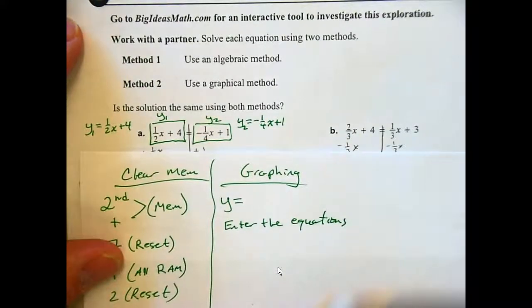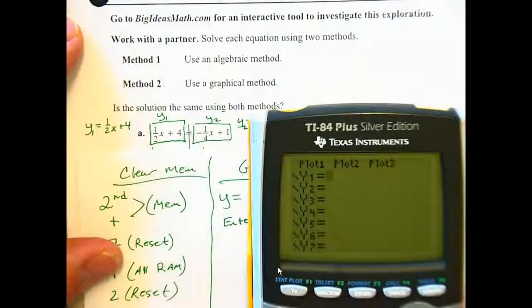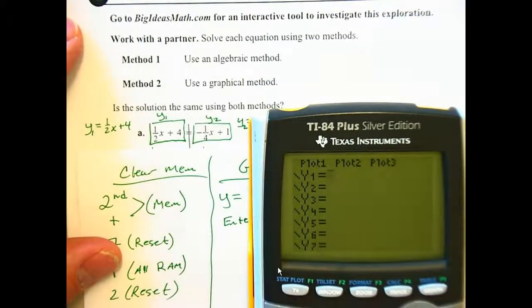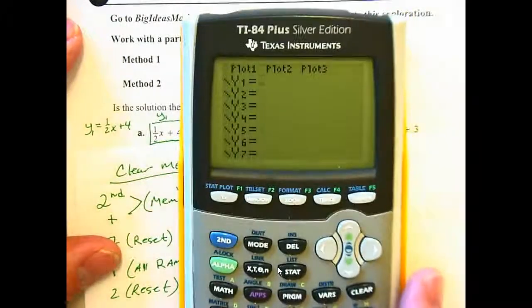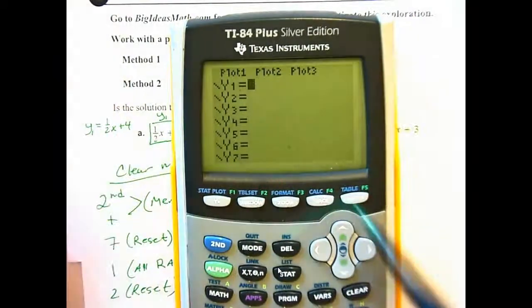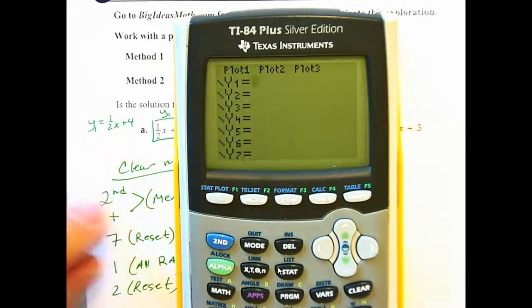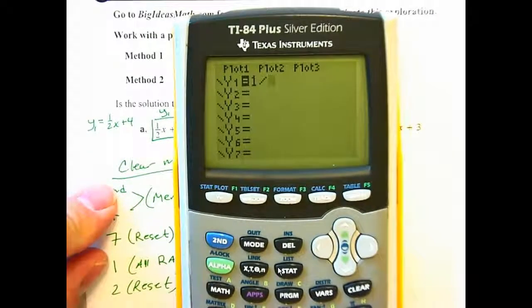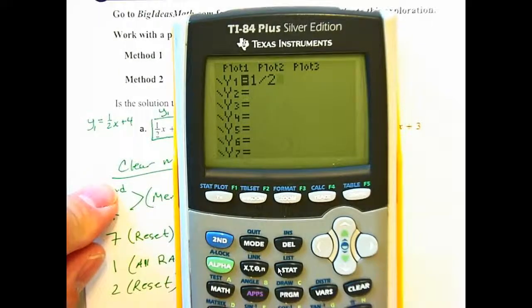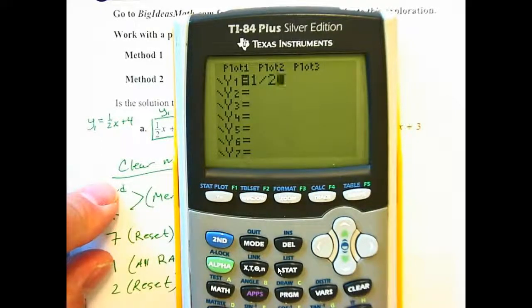Okay, so in your y equals, you've got y sub 1 is 1/2 x. Now the sticking point, students are like, how do you do a fraction? You just do 1 divided by 2. Just push 1 divided by 2. You could do a decimal, but you won't always have a perfect one. So 1 divided by 2.